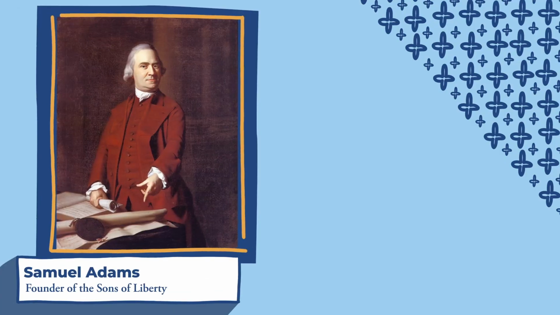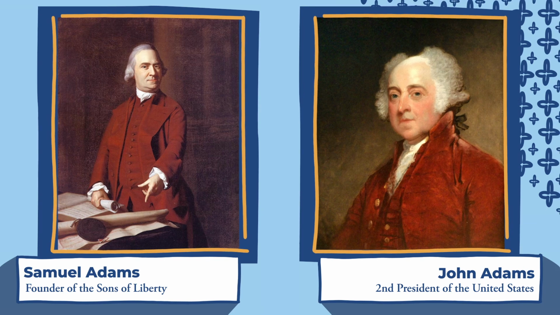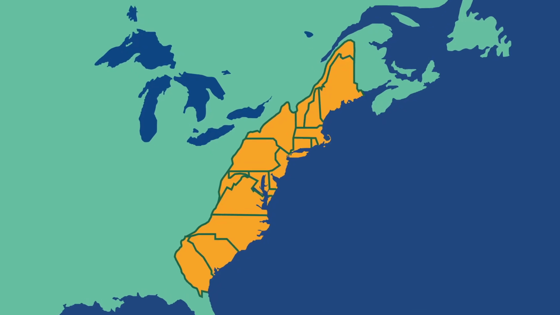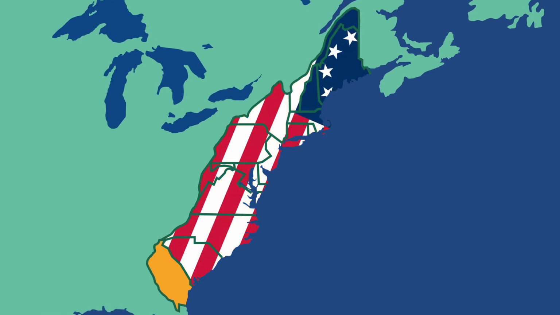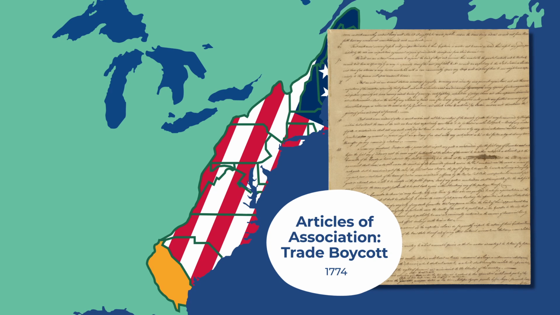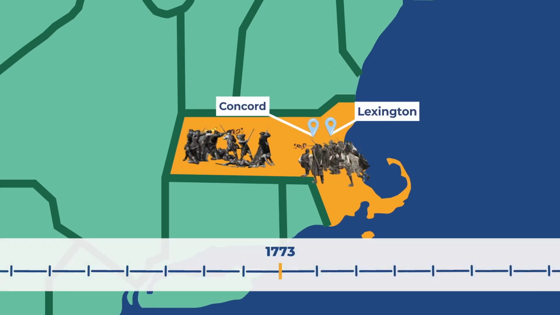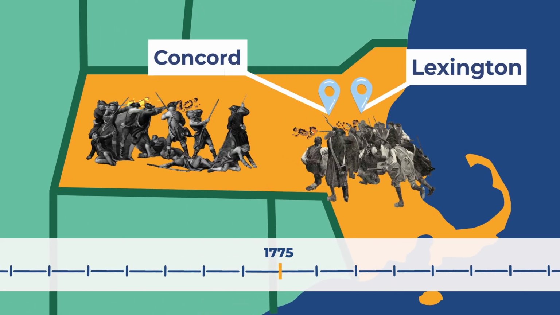As calls for an end to British rule in the colonies grew louder, Massachusetts leaders like Samuel and John Adams served as delegates to the First Continental Congress, where 12 of the 13 colonies called for a boycott of British goods and called for the British government to change its colonial policies. Tensions finally boiled over when British troops attempted to seize a stash of weapons in Massachusetts, sparking deadly battles in the towns of Lexington and Concord. The first shots of the American Revolutionary War were fired on Massachusetts soil.